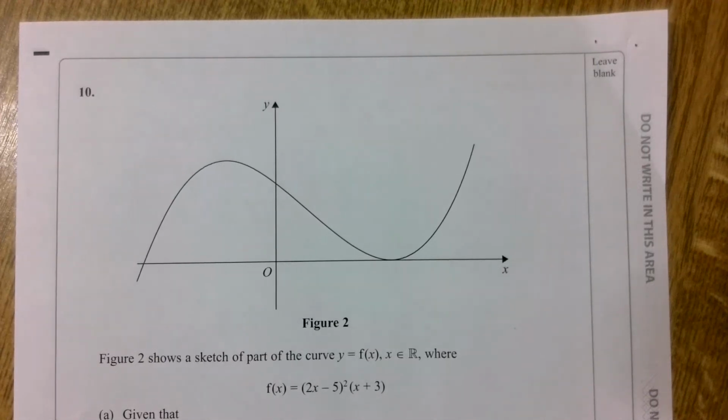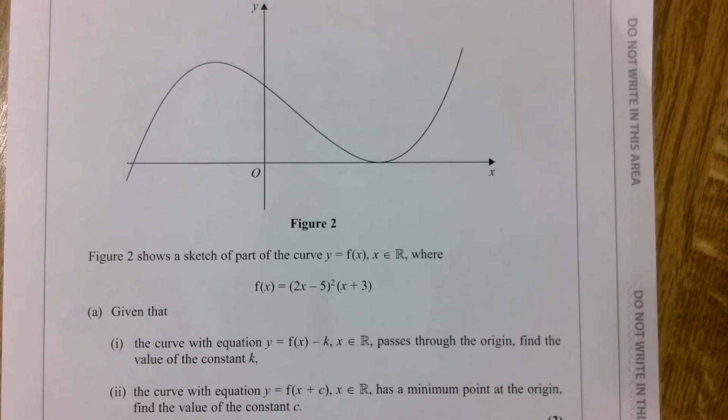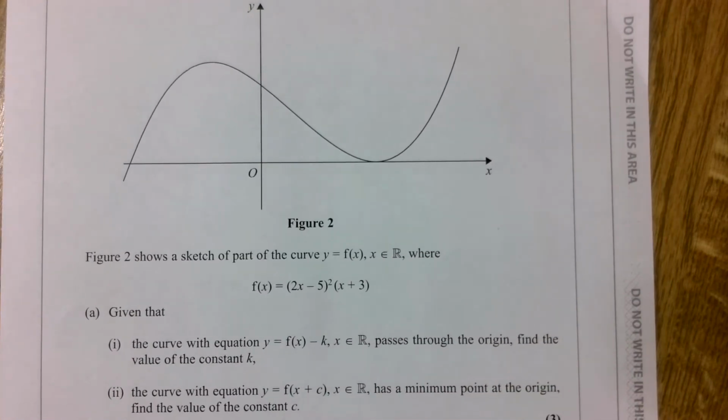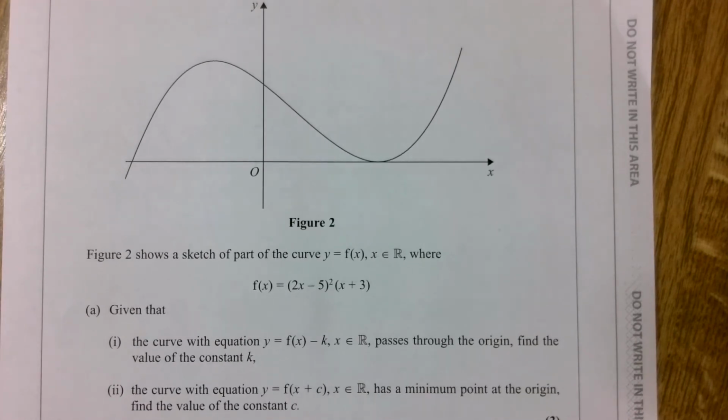Right, last question. Figure 2 shows a sketch of the curve y equals f of x, where x belongs to the set of real numbers, where f of x is (2x take away 5) all squared times (x plus 3). Okay, so the curve with equation y equals f of x minus k passes through the origin. Find the value of the constant k.